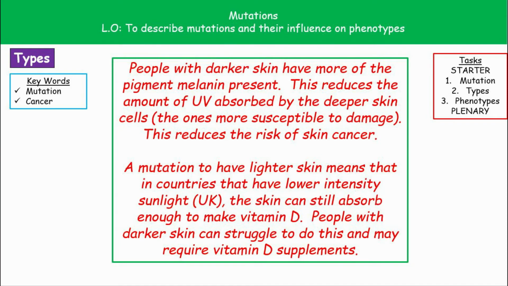If we have a mutation to give lighter skin, then in those countries that have lower intensities of sunlight, the skin can still absorb enough to make vitamin D. People with darker skin tones in countries that are quite dark and dingy can actually struggle to absorb enough to make the right amount of vitamin D. So some people may actually have to take supplements of vitamin D to stave off those conditions that require vitamin D to avoid.